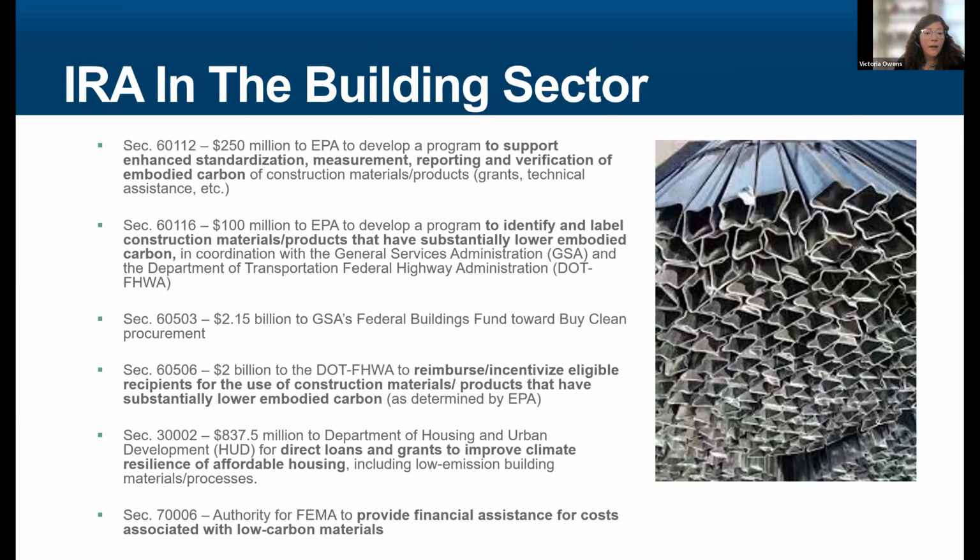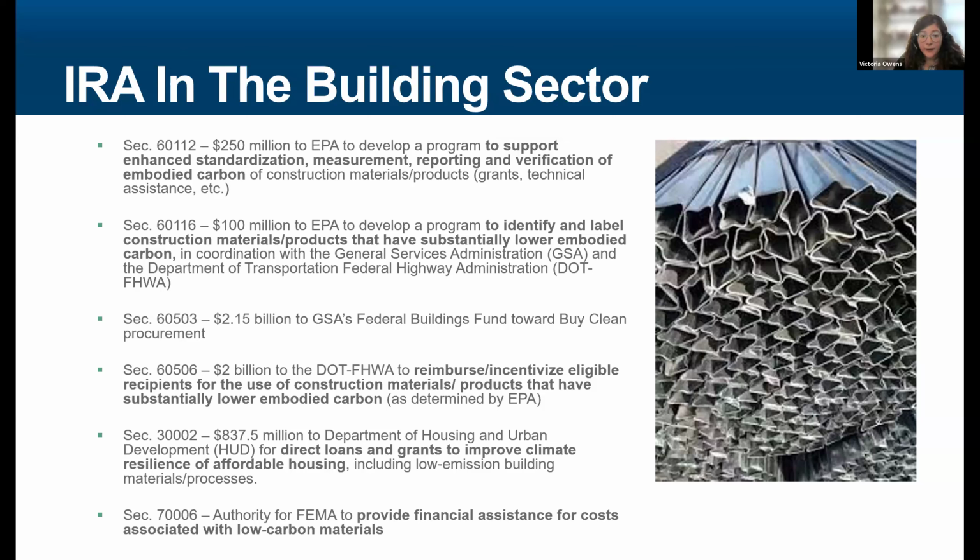We have section 60503, which is a little over $2 billion in direct funding to the GSA for the goals around the federal buildings, which includes making those buildings net zero in terms of operating, in terms of embodied carbon, as well as for any procurement towards federal buildings.